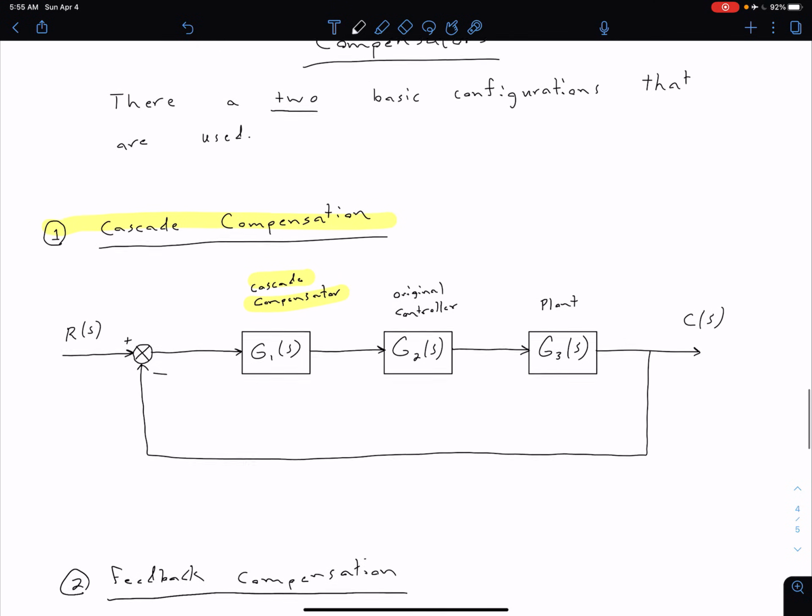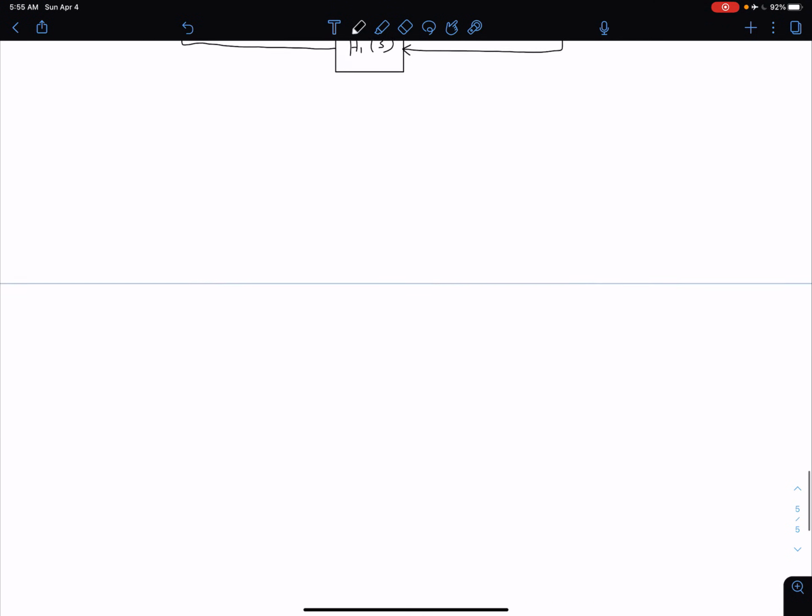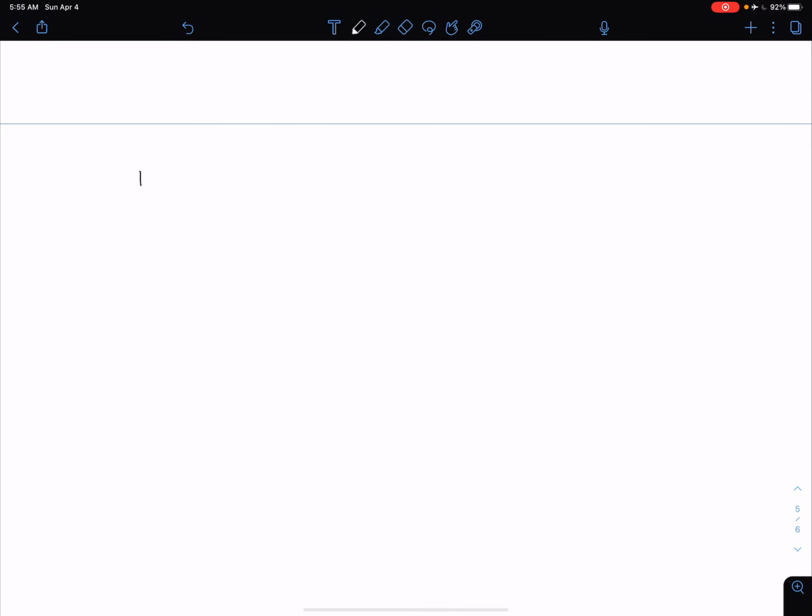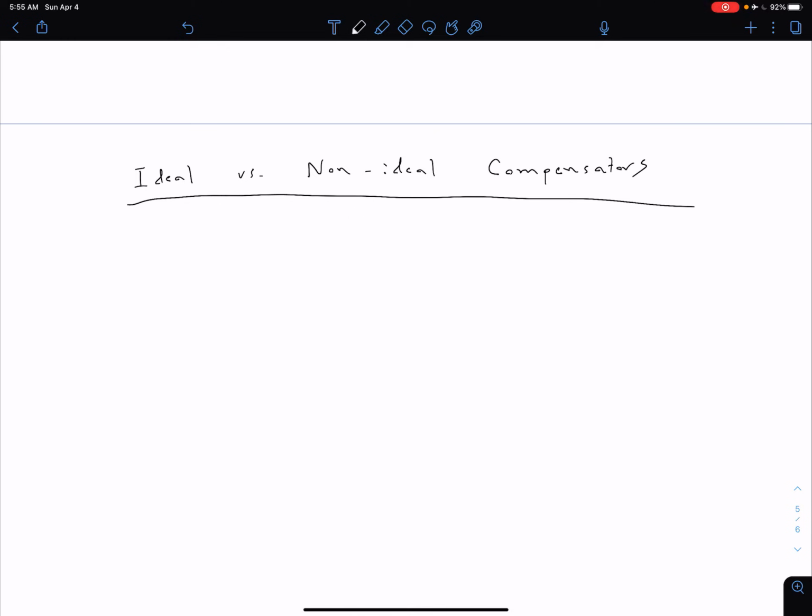So one other note we want to talk about with our compensators is we have ideal versus non-ideal compensators, and there are going to be benefits and drawbacks to using each one. So ideal versus non-ideal compensators. So first let's talk about our ideal compensators. And what we're going to see with these ideal compensators is that we're going to be able to have pure integration and pure differentiation.